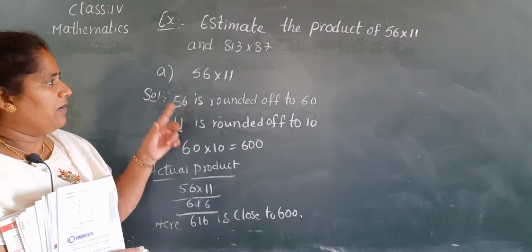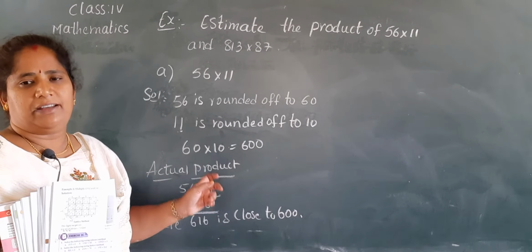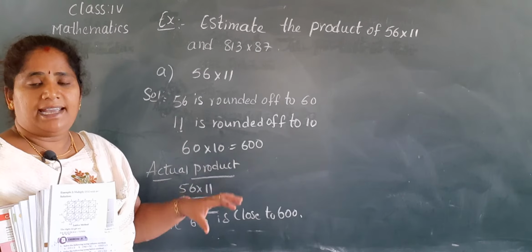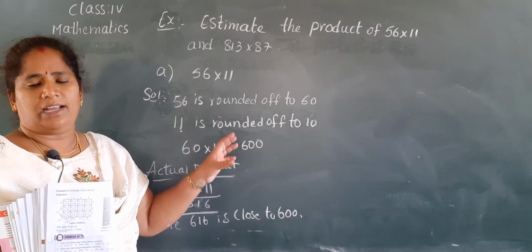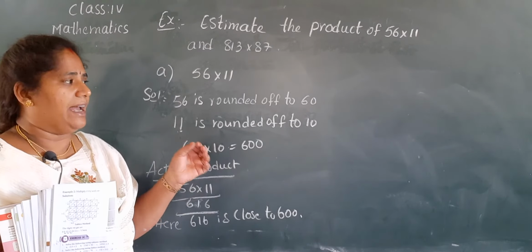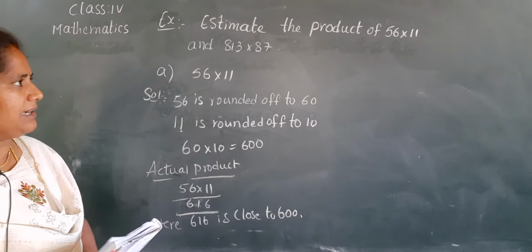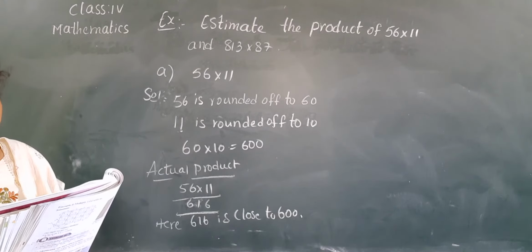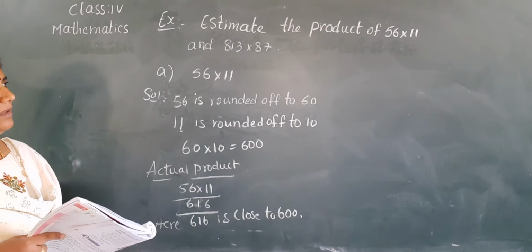Suppose if you want to find the actual product, you do this multiplication: 11 table, 11 6s are 66, 11 5s are 55 plus 6, 616. But nearly how much? We have to guess. If you learn the rounding of numbers, then we can guess the answer and give the approximate answer. Is it clear to you? Note down in your classwork. Next problem.